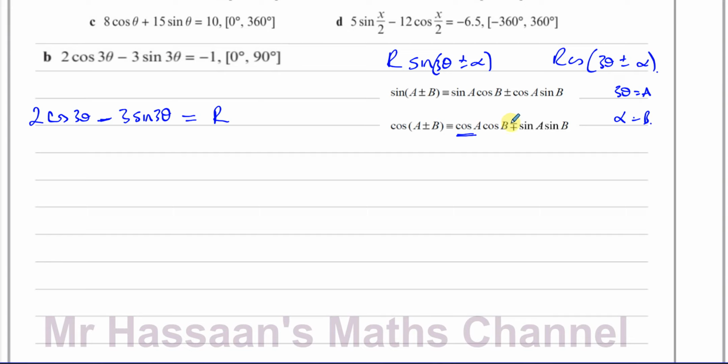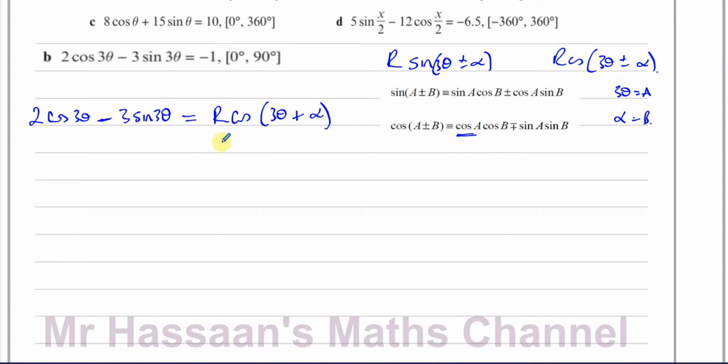So we can see here that the minus between them comes when you have cosine of A plus B. So it's going to be r cosine of 3 theta plus alpha. I can rewrite this in this form, and then I'll be able to equate this to minus 1 and get our solutions. Now, you can rearrange it, I guess, and put minus 3 sine theta plus 2 cosine theta, but then the signs will be different.